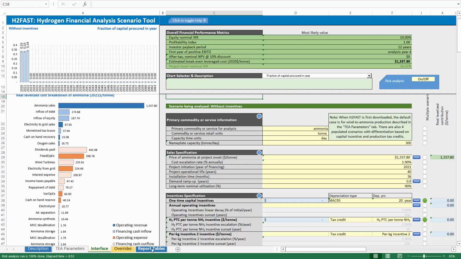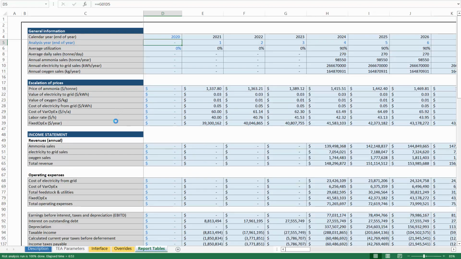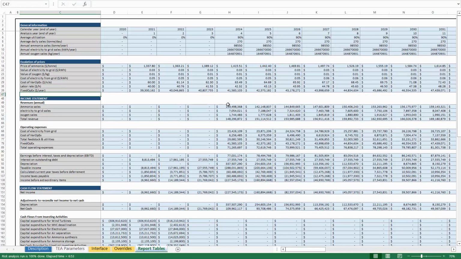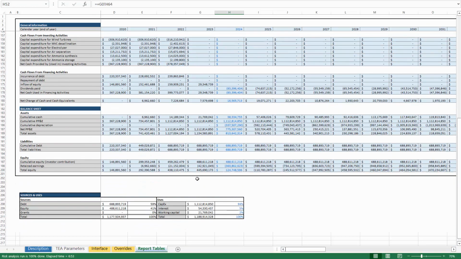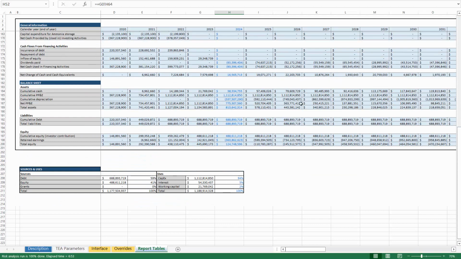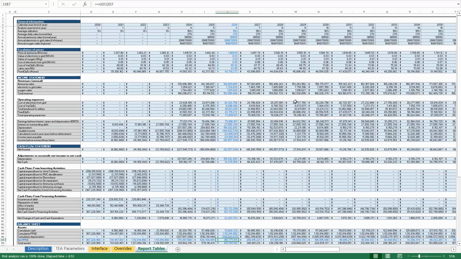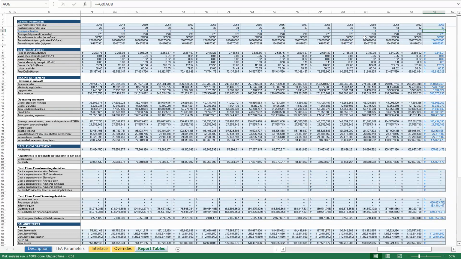And the gap analysis results are available in the report tables, and they outline income statements, cash flow statements, and balance sheet throughout the analysis periods of the hub.